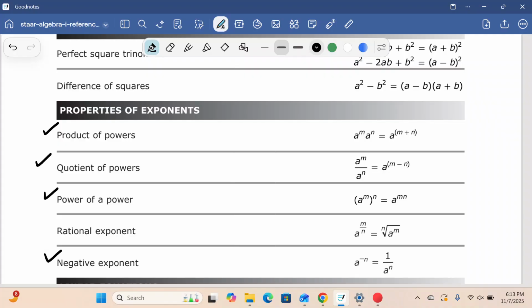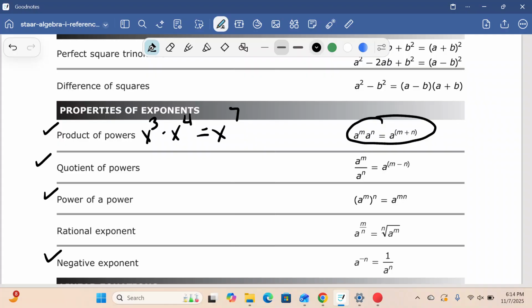So the first one that we're going to discuss is that whenever you multiply a power and another power, so a product of powers, you're going to keep the same base and you're going to add the exponents. For example, if you have x to the third times x to the fourth, you keep the same base and add the exponents. You add the 3 plus the 4 and it gives you a 7.